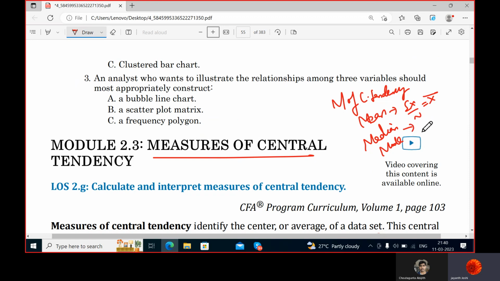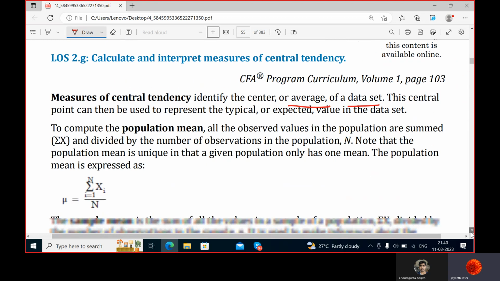Median is, what is median? Median can be the n by 2, or the (n plus 1) by 2 observation, correct? I'll tell you which one is more effective and which one is more trustworthy. Mode is nothing but the maximum frequency, the occurrence of something the maximum number of times is mode. So that's what I'm mentioning. Now let's discuss mean.